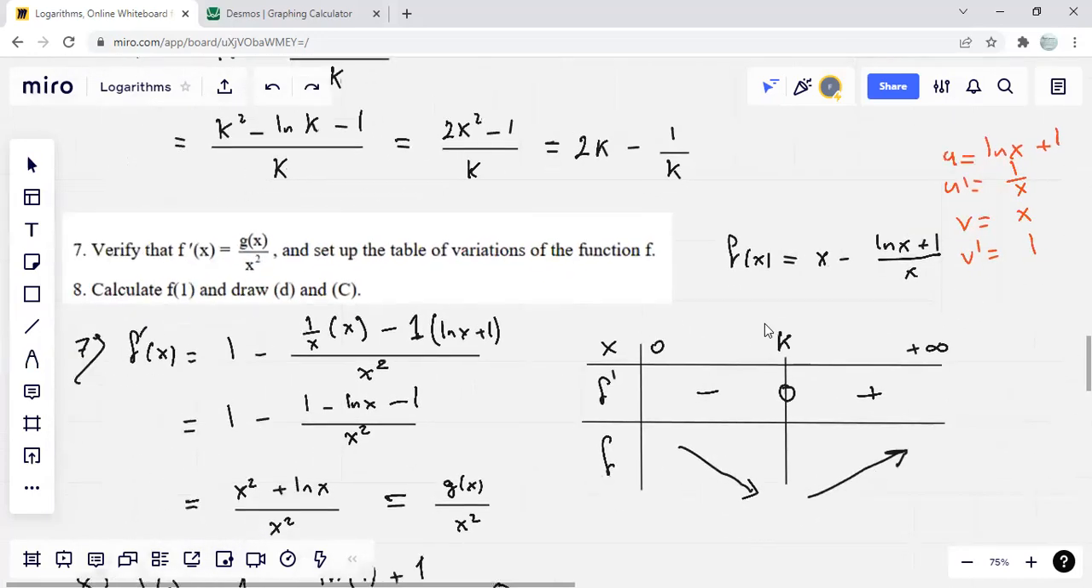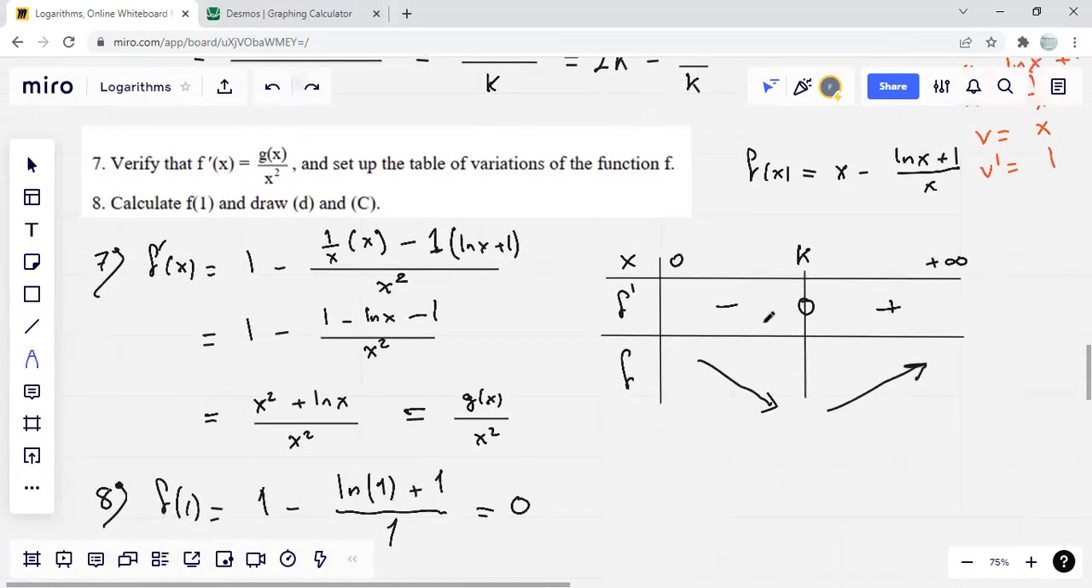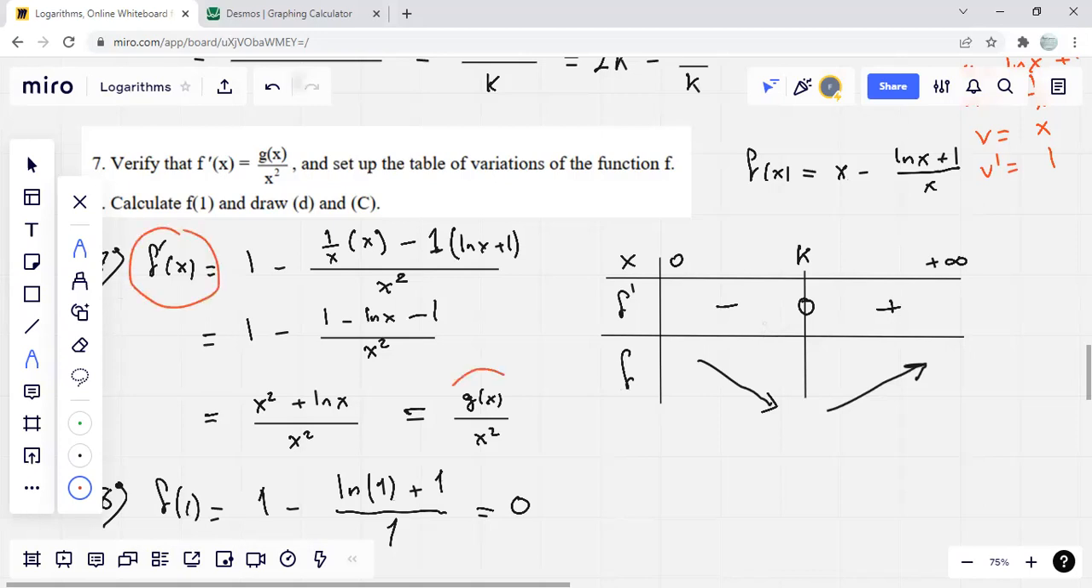After we find the derivative, with some simplification and multiplication, we make a common denominator and the numerator is x squared plus ln x, which is g of x, over x squared. First, x squared is always positive, because it has a power of 2 and anyway x is positive. So what is the sign of f prime? The sign of f prime is the same as the sign of g, because the denominator is positive, it depends on the sign of the numerator.